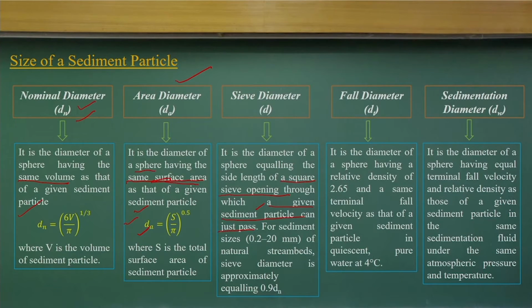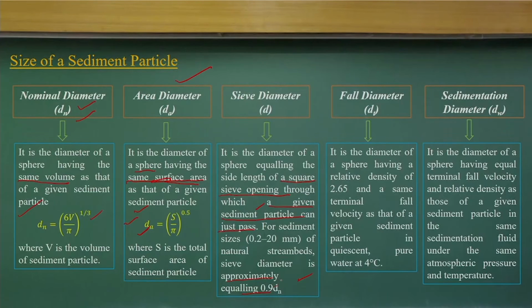So we try to find the sieve diameter, which is equivalent to 90% of the dn value. So instead of measuring the individual diameters at the volume level or the surface area level, we just do the sieve analysis. From the sieve analysis, we relate it, since theoretically we know it will be 0.9 of the dn value. That is how we compute the dn value.